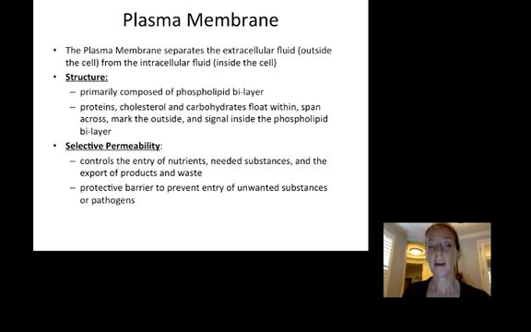Also, the membrane serves as a protective barrier to prevent the entry of unwanted substances. That can include anything that the cell doesn't want out of balance, so it can control, for example, the certain amounts of electrolytes and ions. It can also go all the way up to keeping pathogens like bacteria and viruses from getting into a cell. So all of this is what the plasma membrane does. It first provides structure, and second, provides selective permeability.